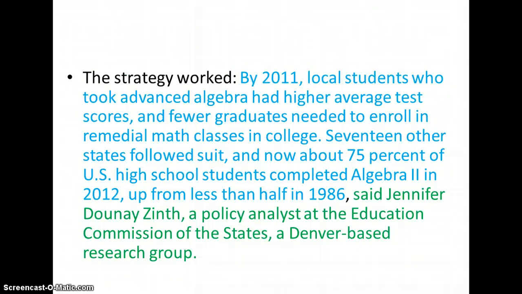And then our last one, the strategy worked. By 2011, local students who took advanced algebra had higher average test scores, fewer graduates needed to enroll. 17 other states followed suit. 75% of U.S. high school students complete Algebra 2 in 2012, up from less than half in 1986. Logos, logical thinking and statistics. And then it goes into Jennifer Dounay Zinth, policy analyst at the Education Commission of the States' Denver-based research group. And so that would be ethos, because that's providing information that will help us understand why that author and why that person is quotable. So with all of that in mind, remember to have ethos, pathos, and logos involved in your writing.